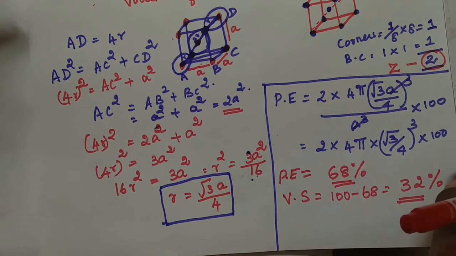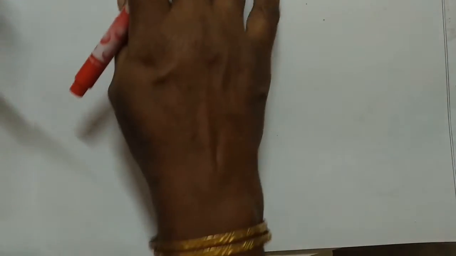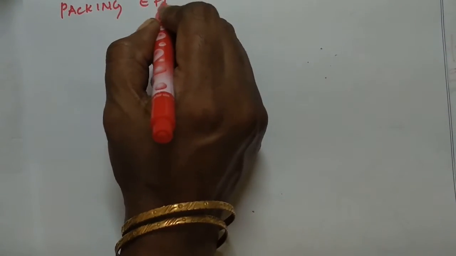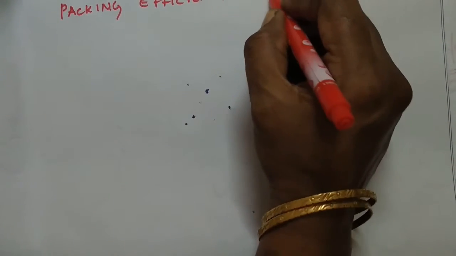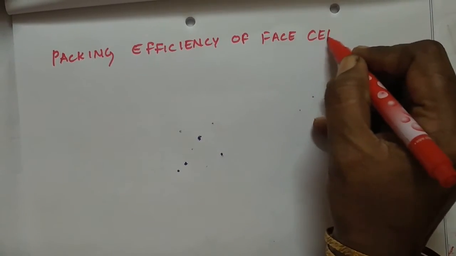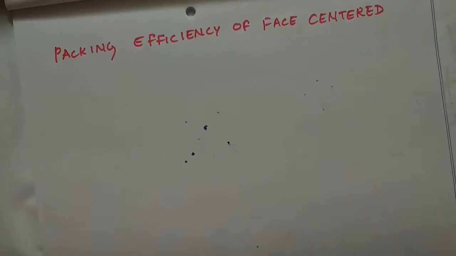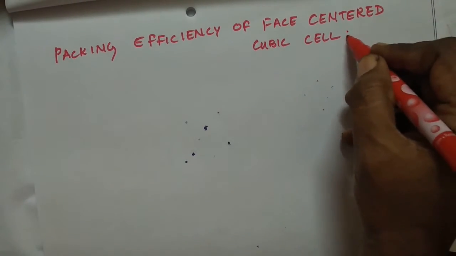We are going to find out the packing efficiency of an FCC cell. Face centered. Let me write down that also here. This is equal to packing efficiency. Let me write down first. Packing efficiency of face centered cubic cell. Now this can be written as FCC again.